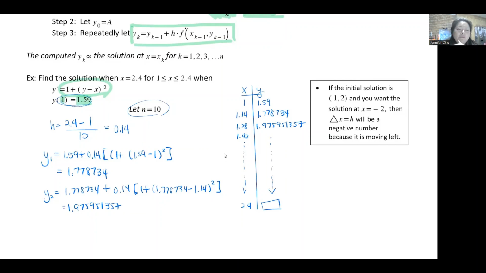One last thing to keep in mind is right here in this box. It says if the initial solution is 1, 2, and you want your solution to go backwards, towards the left-hand side, then your h will be a negative number because you're moving your increments toward the left. So if you're going towards the positive side, your h is going to be positive. If you're going towards the negative side, your h is going to be negative. Okay? All right, that's it.